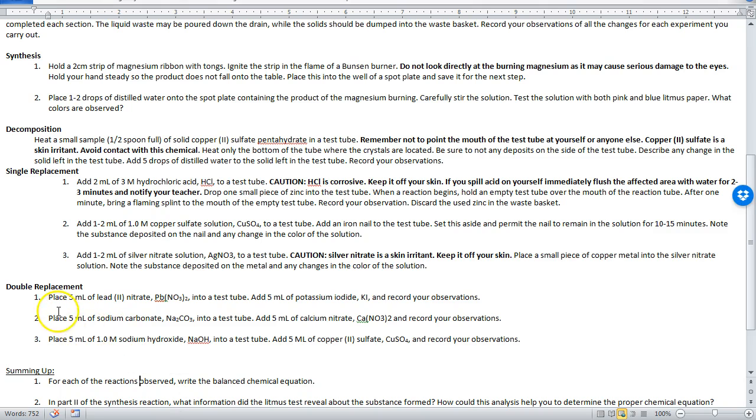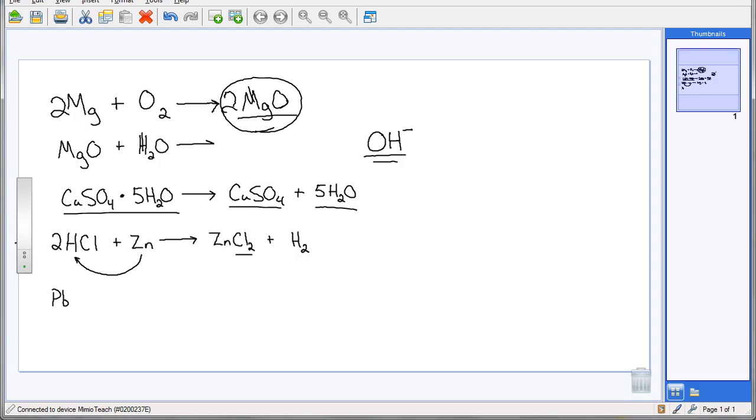The double replacement reaction. So we put 5 milliliters of lead II nitrate, which I warned you about does have some potential neurological effects, especially for women who are pregnant. So lead II nitrate: lead with a +2 charge, and then nitrate has a -1 charge. So I'm going to need 2 of those. And then I am combining that with potassium iodide.